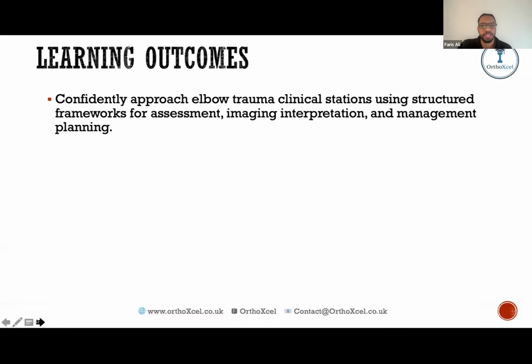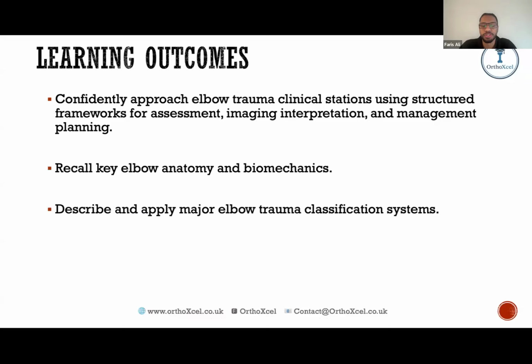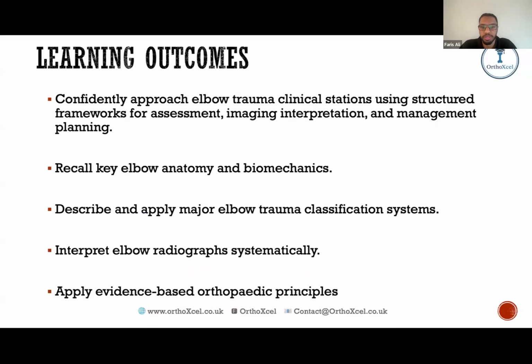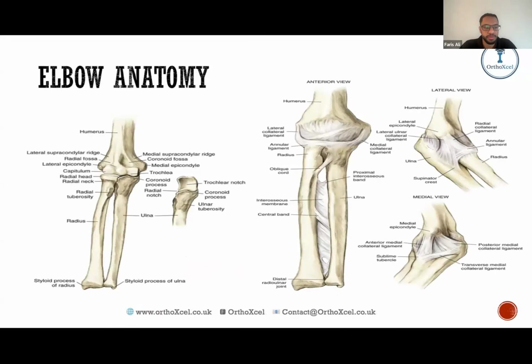The learning outcomes are to have confidence approaching any elbow trauma scenario, and to have a structured framework or a spiel when answering your questions, and to interpret the common images and make a good management plan. Also to recall some elbow anatomy and biomechanics, which you might have covered already in the earlier sessions, know the different classifications, and apply evidence-based orthopedic principles.